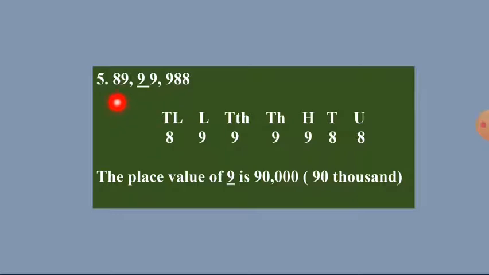Understood? Now moving to our next sum. Fifth sum. Copy the sum. 8,99,988. Now leave one line and write the place value, and down write the numbers. Now students, the number which is underlined over here is 9. This 9 is at which place? It is at the 10,000 place. So leave one line and write: the place value of 9 is 90,000. Understood, students? Now the next question.